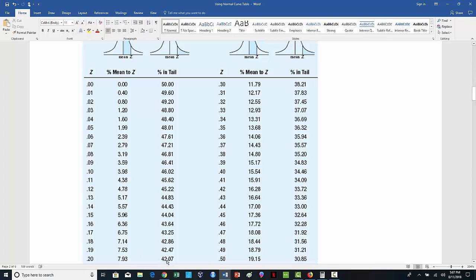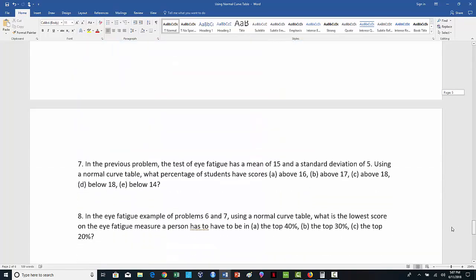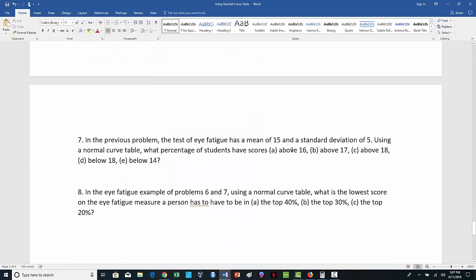But that's actually not what the question's asking about. If we shade it in the correct way, it's asking what percent are above that point. So we would draw a line to indicate our 0.2, and what it's asking is what percentage are above that. So really it's asking about the percent in the tail from that point, which is 42.07. I hope that makes sense in terms of how I figured that out. So the correct answer for A is 42.07.